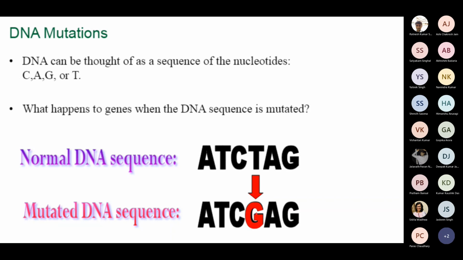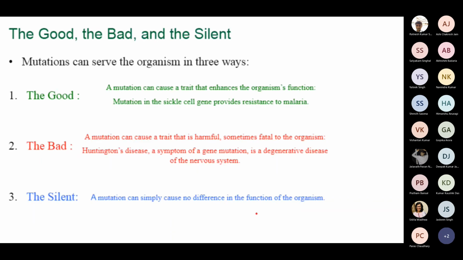So now what happens when the DNA gets mutated? If the DNA gets mutated, there are some mutations which are good. For example, there are mutations in a gene called the sickle cell gene that cause sickle cell disease. That's something which is prevalent in a lot of people in Africa who have lived through malaria for a long time.